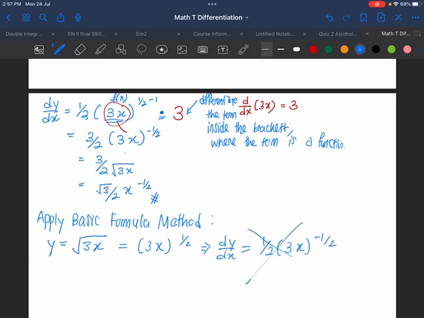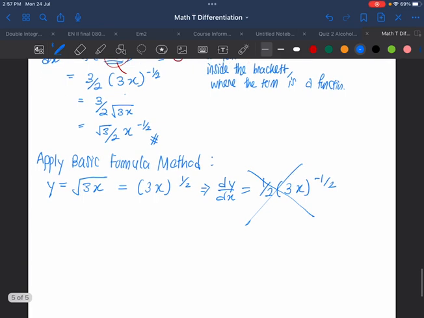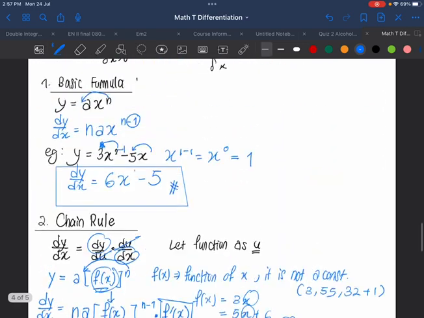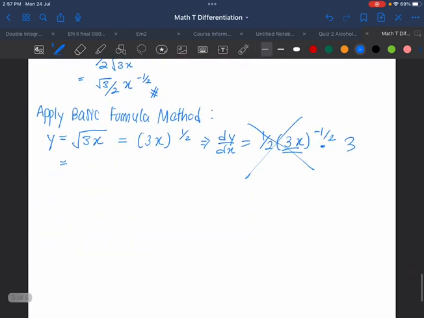So this one is definitely wrong. In this case, if you apply the basic formula, because you forget to multiply 3, it will be wrong. If you want to apply these formulas, you must separate out the constant and the variable. The constant and variable must be separated.